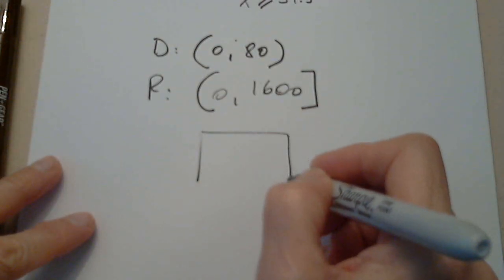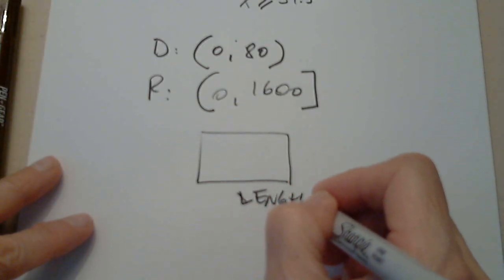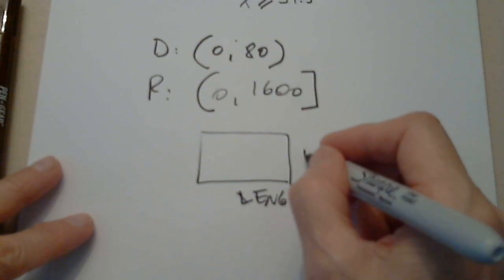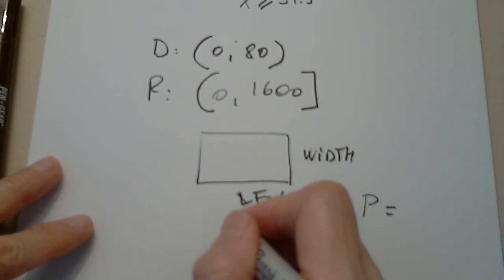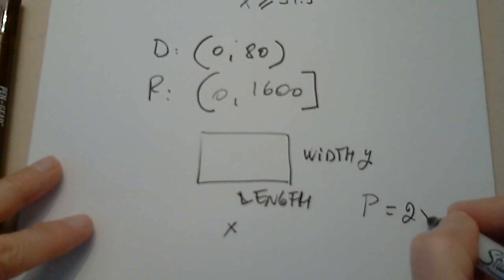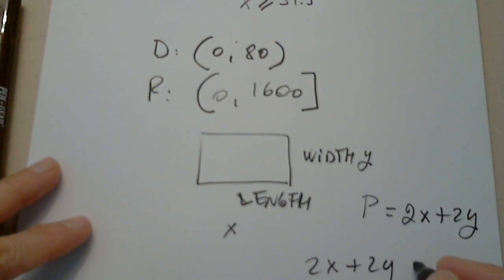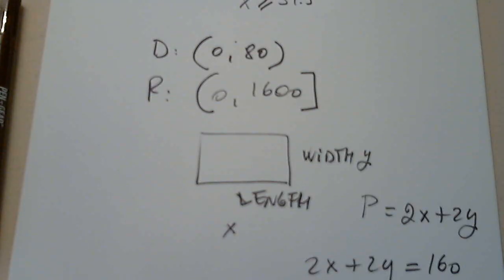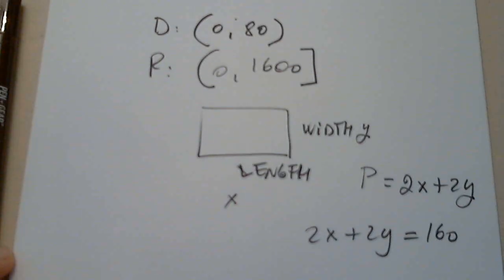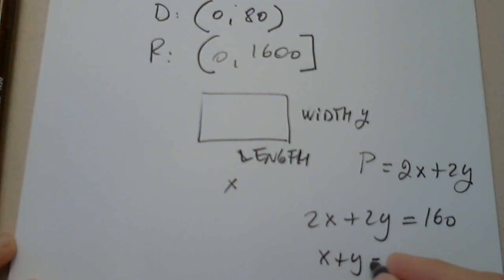here's the window. And here's the length. And here's the width. So the perimeter, so I'm going to say this is the x and this is the y. The perimeter is 2x plus 2y. And they're telling us that this has to be 160 feet. Now, when we simplify dividing both sides by 2, I get x plus y equals 80.